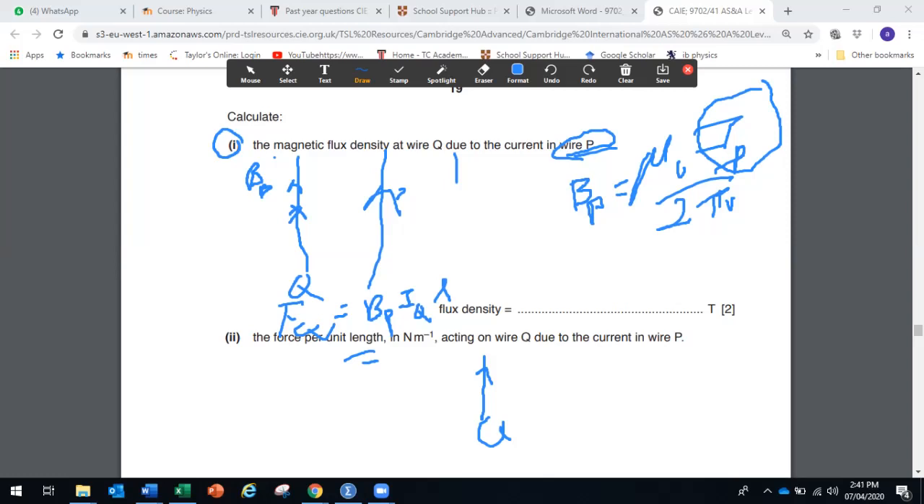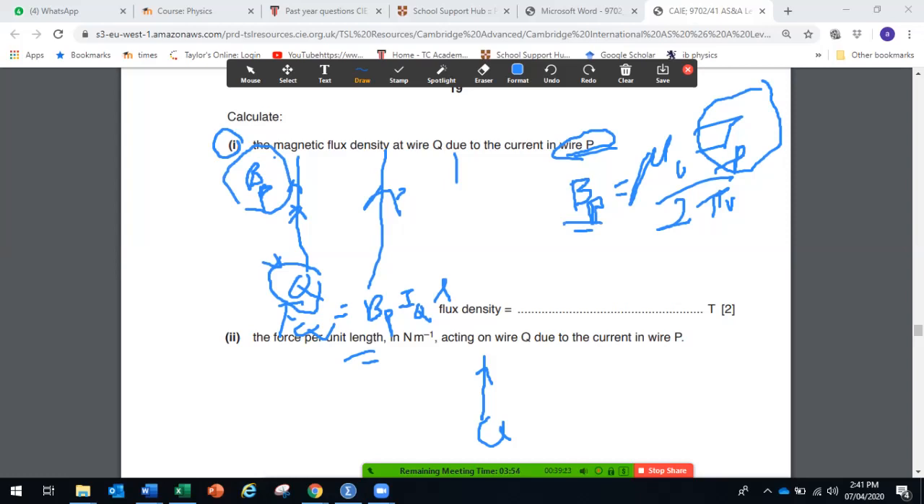But sir, why do you use P and Q in the same formula? Isn't it a different wire? Yes, it's a different wire. In the first question they want the magnetic field of P at Q. So it's about the magnetic field of P. The field caused by P has the formula mu naught I over 2 pi r, and the I you must use is I of P.